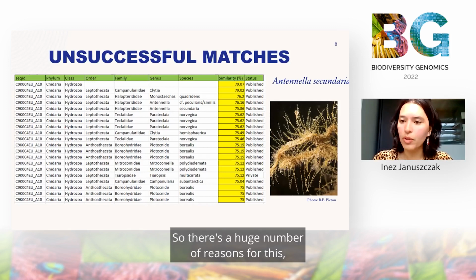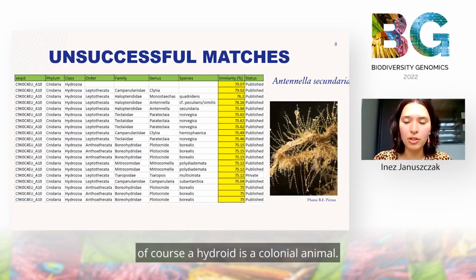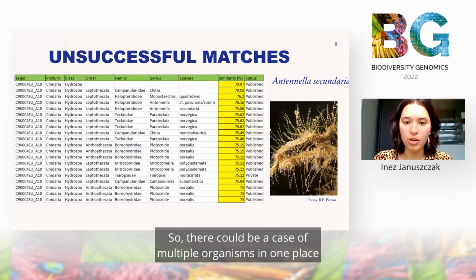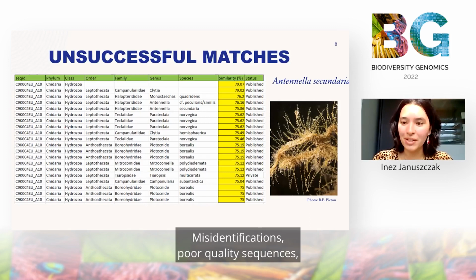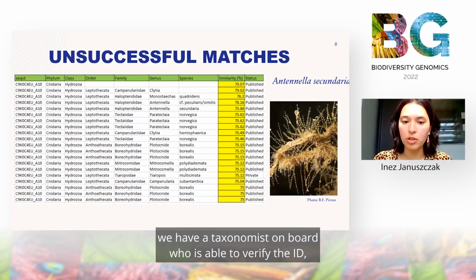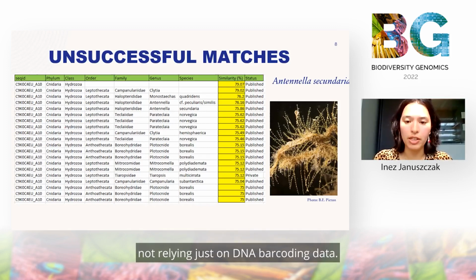So there's a huge number of reasons for this. Of course, a hydroid is a colonial animal, so there could be a case of multiple organisms in one place, which would be harder to pick out using DNA barcoding. Misidentifications, poor quality sequences. Reasons like this mean it's even more important we have a taxonomist on board who is able to verify the ID, not relying just on DNA barcoding data.